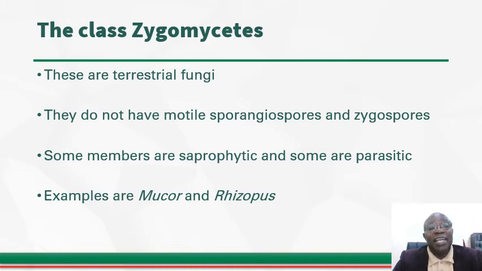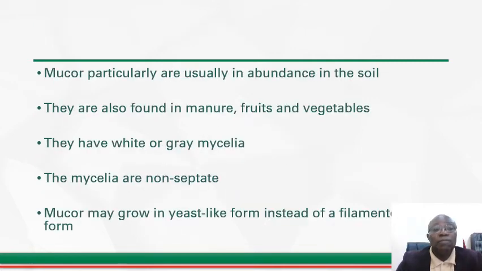Then we have the class Zygomycetes. These are terrestrial fungi, and they do not have motile spores, but they have sporangiospores and zygospores. Some members are saprophytic and some are parasitic in nature. The typical examples of this group are Mucor and Rhizopus. Mucor in particular is usually abundant in the soil. We find them mostly in the soil, and they are also found in manure, fruit and vegetables.